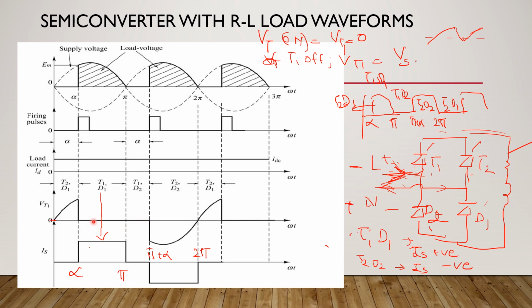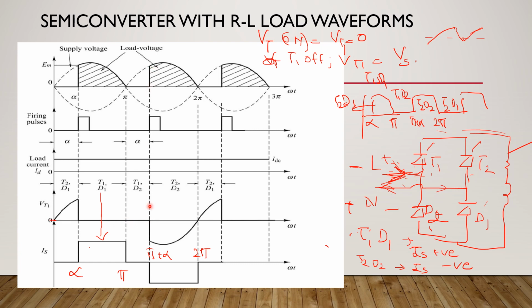That is what we are showing. So when T1 is on, from alpha to pi plus alpha, the voltage across it is equal to 0. Now before that, the supply is positive here, right? When the thyristor is off, it has to withstand the supply voltage. So what will be the voltage across the thyristor? It will be just the supply voltage. Supply voltage is positive during that instant. So the whole supply voltage appears across the thyristor. Then it turns on, so the voltage becomes 0.